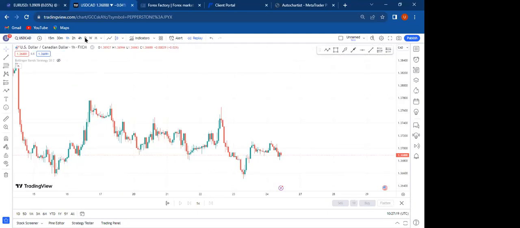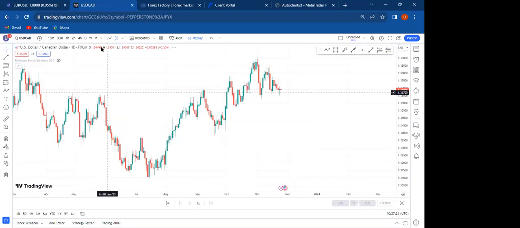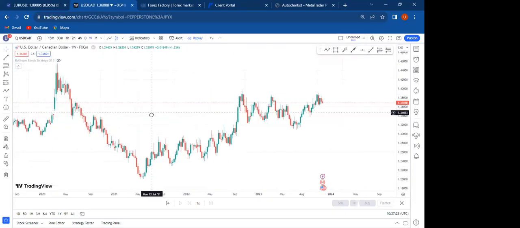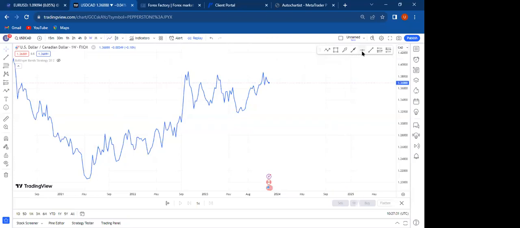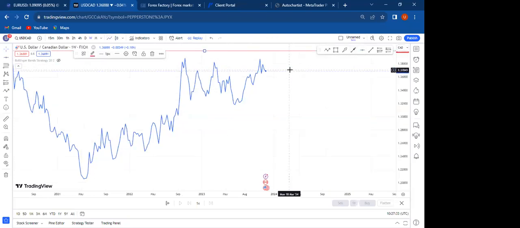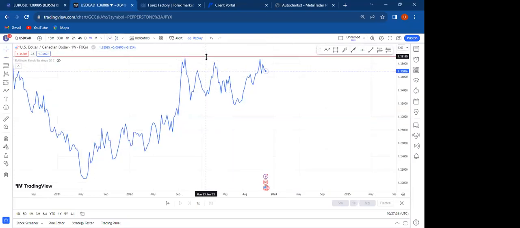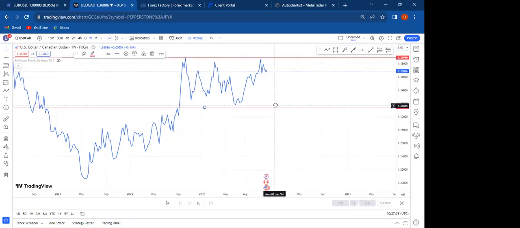Okay, so daily time frame, here's the card. Now let's look at here's the card weekly. Let's look at the storyline. So here, this is another.